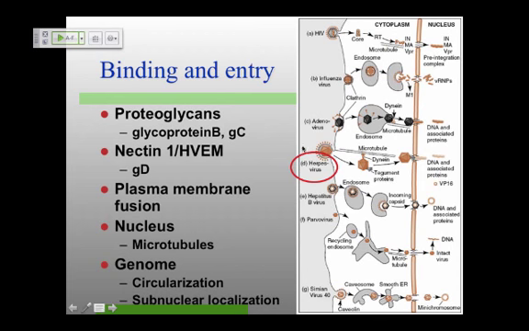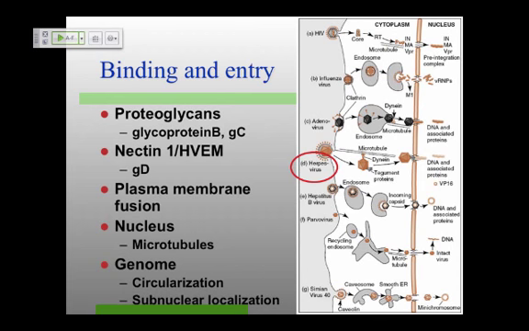So again, fuses at the plasma membrane, transported here. There are some wonderful animations, I didn't pull them up, with dynein sort of walking along the microtubules, dragging the virion with it here. So that's how you get in.